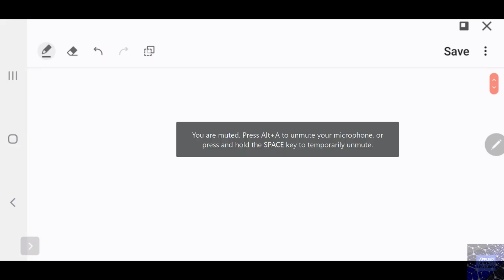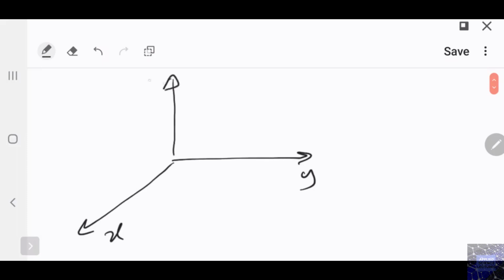In this lecture, we'll talk about the Cartesian coordinates and how we utilize the unit vectors in building vectors in Cartesian coordinates. So let's have the coordinates as y, x, and z.